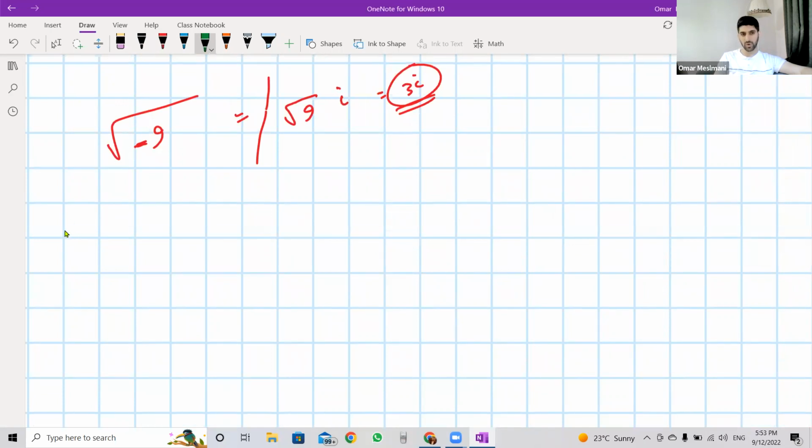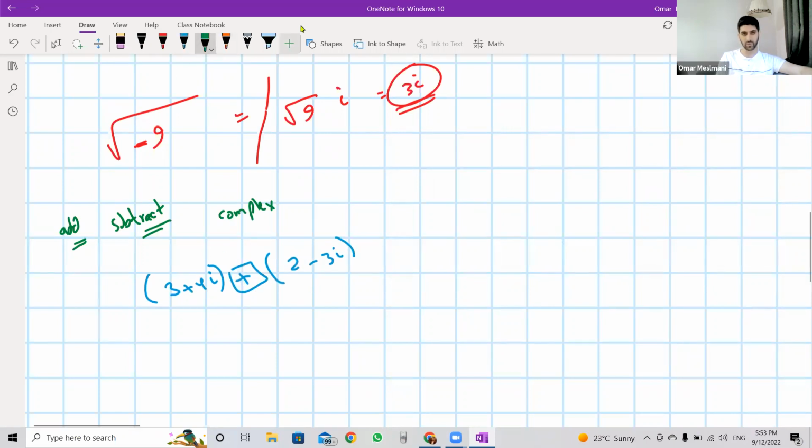So how do you add or subtract complex numbers? As an example, let's say that I have 3 plus 4i. I'm going to add it with 2 minus 3i. Now I'm adding 2 complex numbers. What is the answer? Give me a minute. 5 plus i.